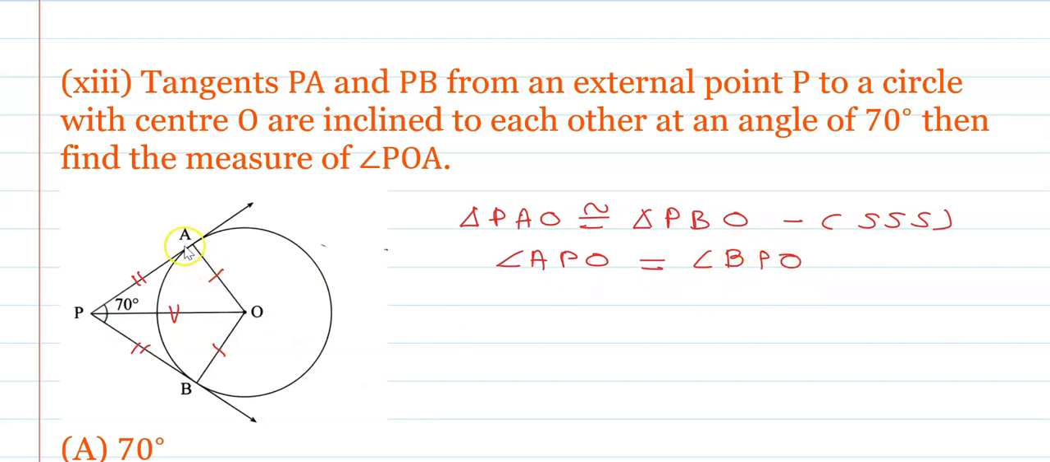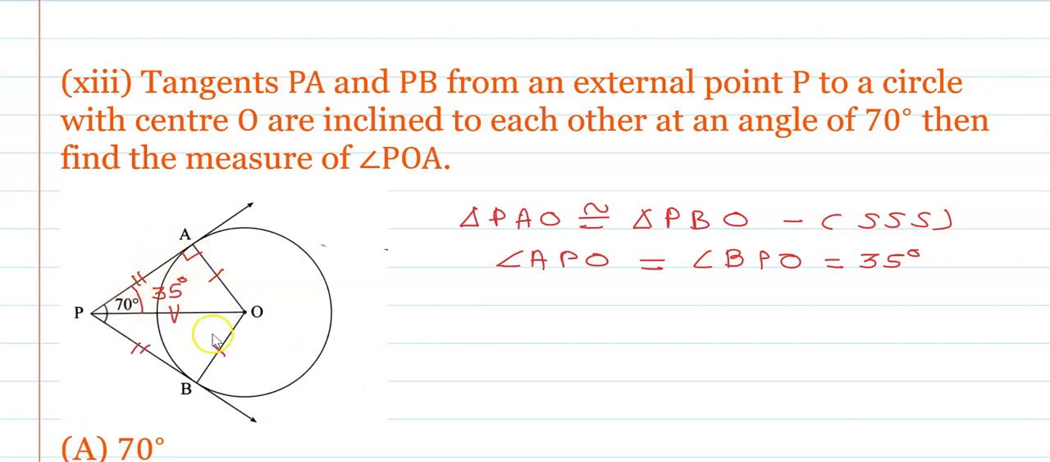BPO. But what about the measure of angle APB? It is 70. Therefore, the measure of this angle is 35. Both measures are the same. Therefore, the measure of this angle is 35 degrees. We want to find out the measure of angle POA. Now, this measure of angle is 35.